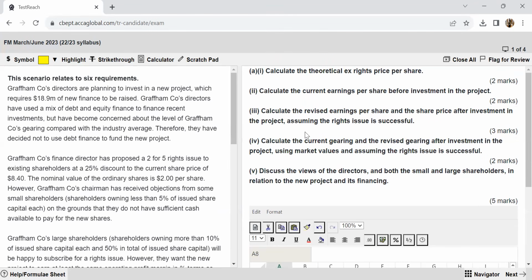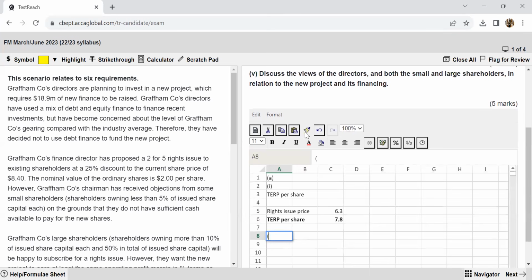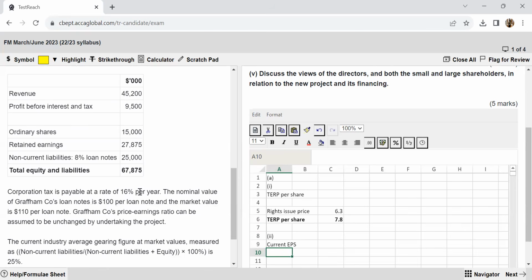Calculate the current EPS before the investment in the project. So I can say that this is part 2, and this is the current EPS. So we have some information given. This is the profit before interest and tax. Then we have ordinary shares, retained earnings. All right. So how do we work out the EPS?